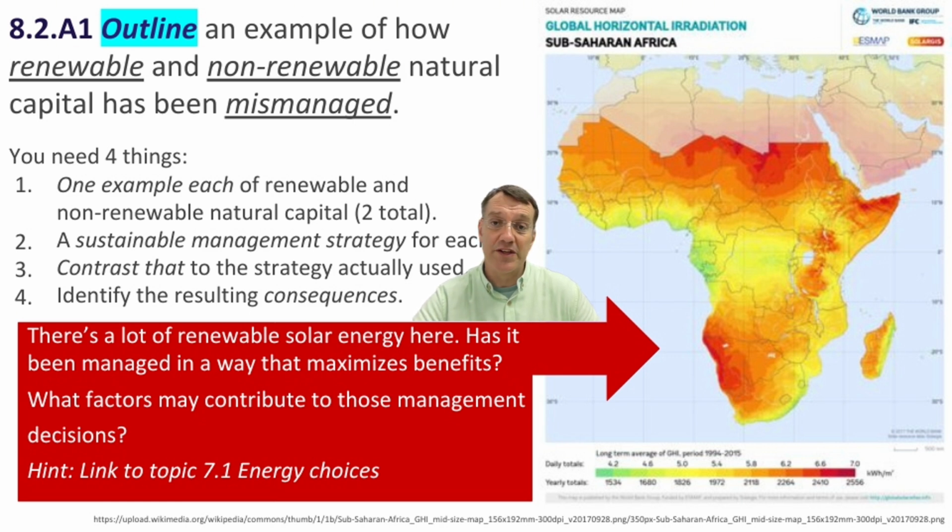For your exams, you need to outline examples of mismanaged resources. Choose one renewable resource, like solar energy in Africa, and one non-renewable resource, like fossil fuels. For each of those, you should identify sustainable management strategies, contrast them with the actual practices, and then describe the consequences. Consider why resources with abundant potential, like solar energy in Africa, might not be optimally utilized.